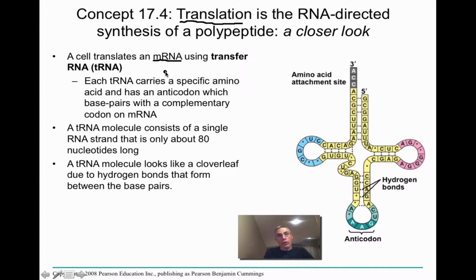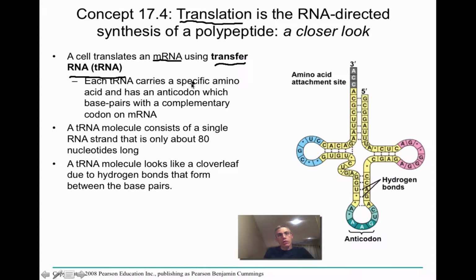And so for that messenger RNA, what we're doing is we are taking the code from the DNA and we are transporting that message out into the cytoplasm and using that code to create our protein. Now, if we're going to do that correctly, we need to use another type of RNA, and that RNA is going to be called transfer RNA. Sometimes we abbreviate it tRNA.